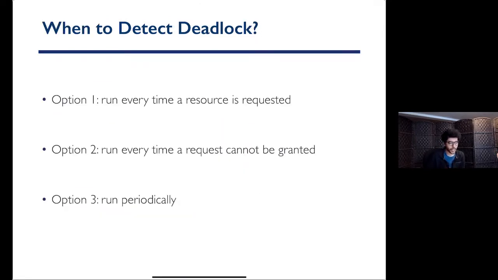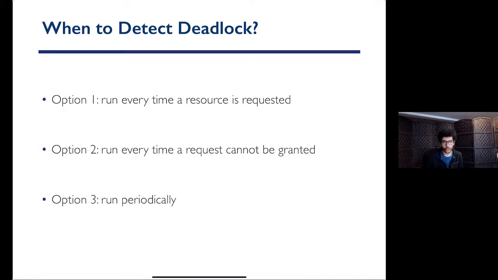Now, you might ask, okay, when should we run this algorithm? This algorithm is actually a little bit expensive to run. Now, one option is to run this every time a request is made. So every time that a thread makes a request, you can just run this algorithm to make sure that everything is fine so far. The second one is you can run this every time a request cannot be granted, right?